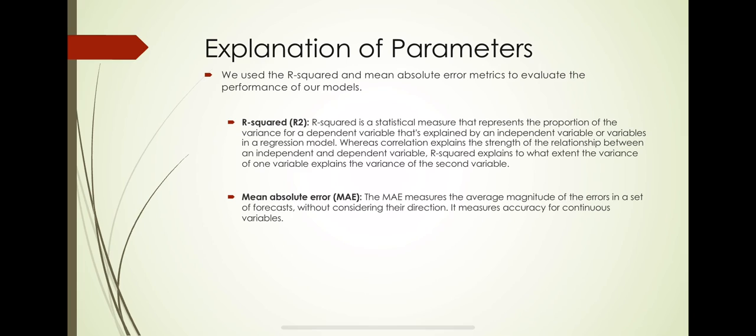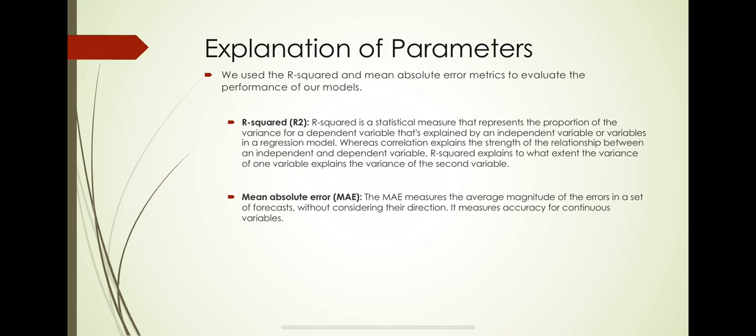Now, to understand how to properly interpret the regression model and the scores you might get, we decided to put a little explanation of the parameters just so there's an understanding of what these scores mean. As you can see, the R squared is a statistical measure that represents the proportion of the variance for a dependent variable that is explained by an independent variable or variables in a regression model. You might think this is similar to correlation, but this is not exactly the case. Correlation explains the strength and relationship between an independent and dependent variable, but the R squared explains to what extent one variable varies in terms of the other variable, if that makes sense.